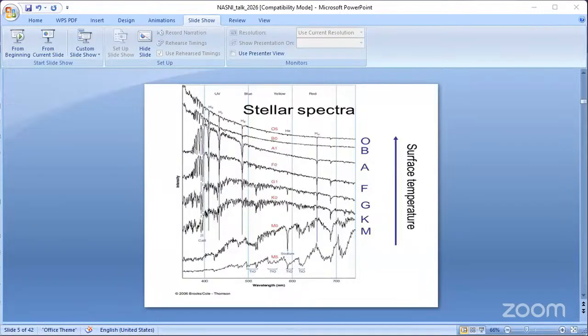Are my slides moving or not? Because somebody has commented that no, sir, the slides are not moving. That could be the problem. Yeah, it is happening.